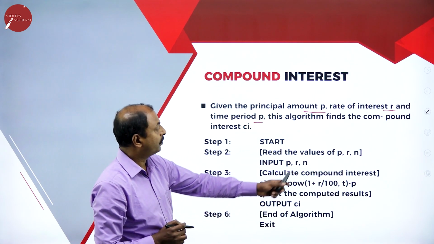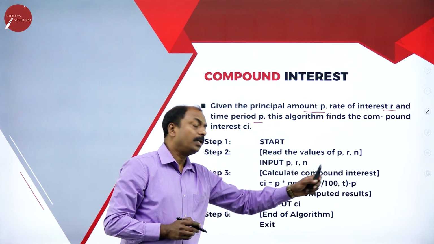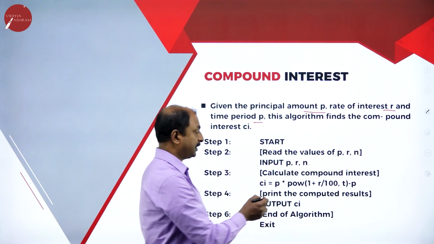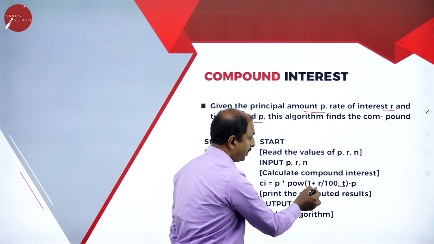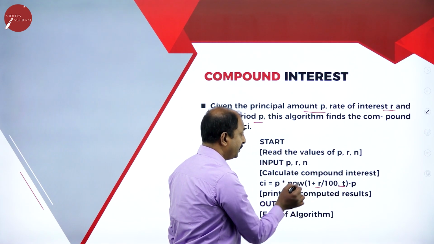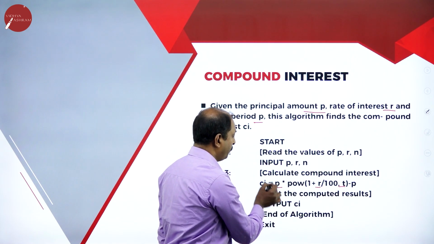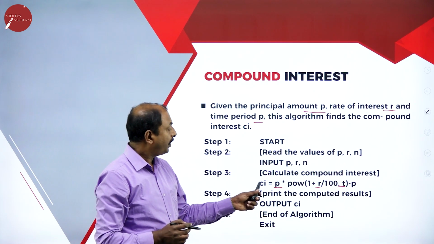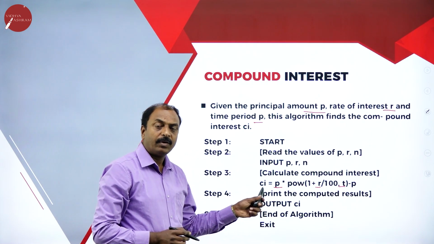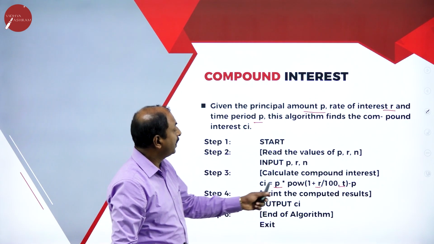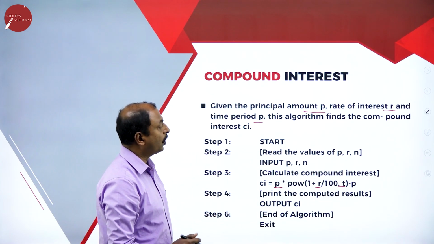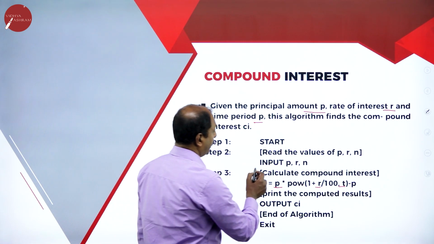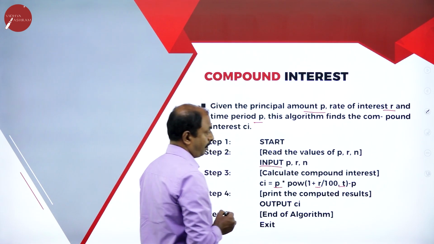Here N stands for time or N stands for period. So in this example, we are supposed to enter the value of T or N, this is R, and the value of P. So to solve a compound interest, we have to enter the values for these 3 variables. That is step number 2. So how do we write this? This is input P, R, N.